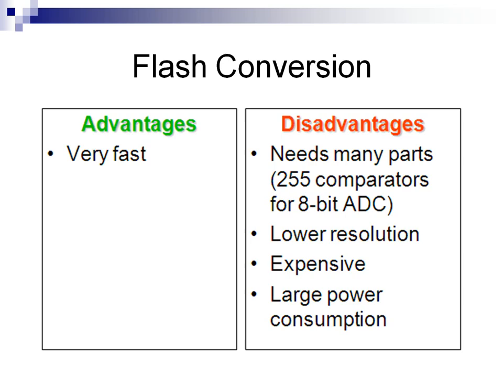On the downside, it needs many parts. It needs 255 comparators for an 8-bit ADC. Now granted, these can be placed into a single chip, of course, but still, the intensity of it is that all that has to be in there. It also has lower resolution, it's expensive, and the amount of power consumed is fairly large.